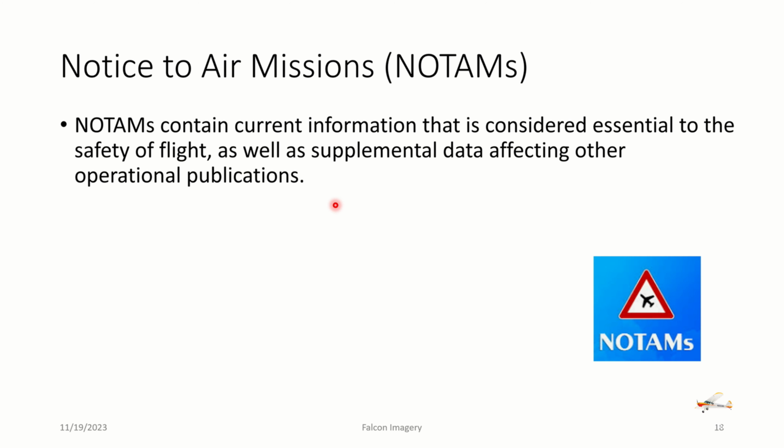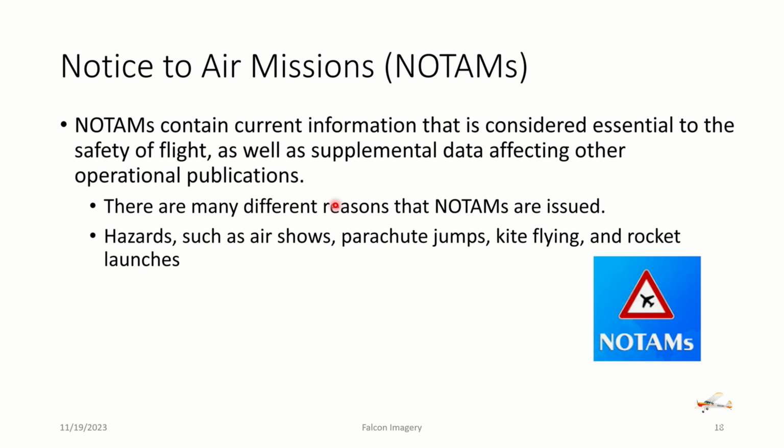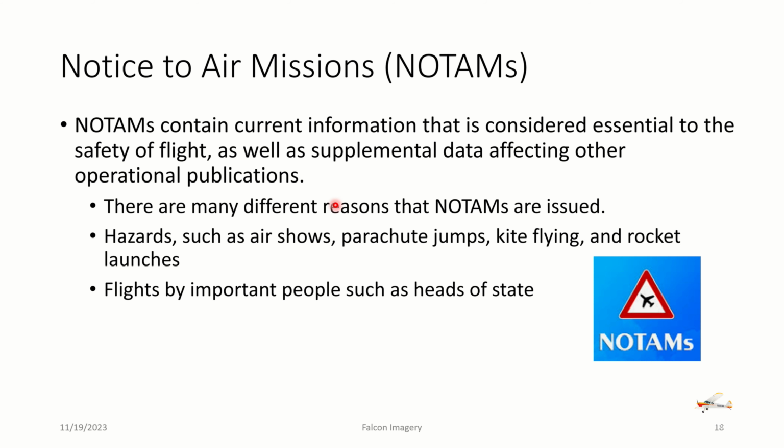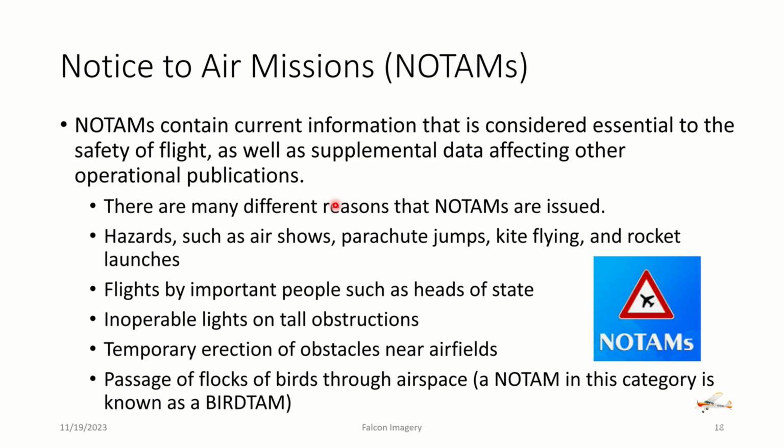NOTAMs contain current information that's considered essential to the safety of flight, as well as to supplement data affecting other operation publications. There are many different reasons that NOTAMs are issued. Hazards such as at air shows, parachute jumpings, kite flying, and rocket launches, flights by important people such as heads of state, inoperable lights on a tall object or obstruction, for example, if a tower or a crane gets erected near an airport, and the temporary erection of obstacles near airfields, again, like a crane.